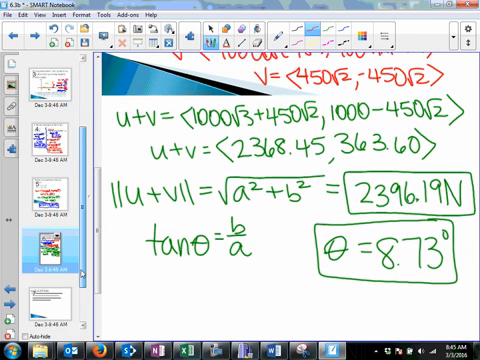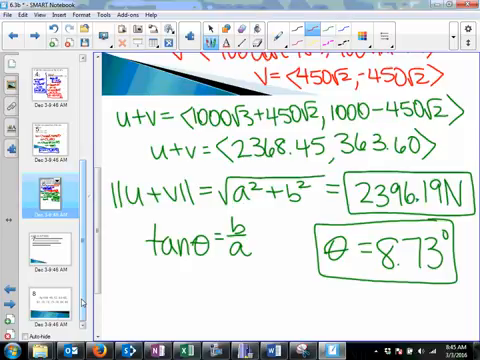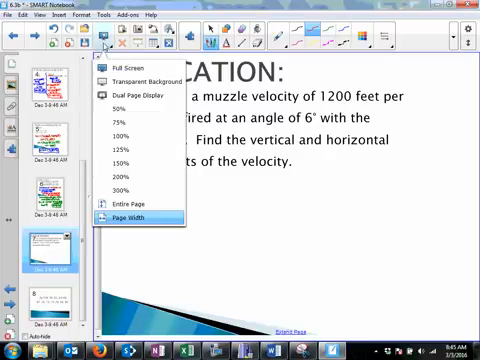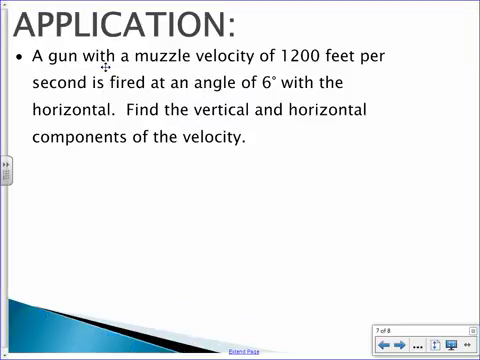Okay, one more example. We talked about force. Now we're going to talk about velocity. A gun with a muzzle velocity of 1,200 feet per second is fired at a 6-degree angle. We're doing some target practice here. Find the vertical and horizontal components of the velocity. So the gun is fired at a 6-degree angle with the horizontal. There's our vector, and there is our 6-degree angle. Does that work for a picture?